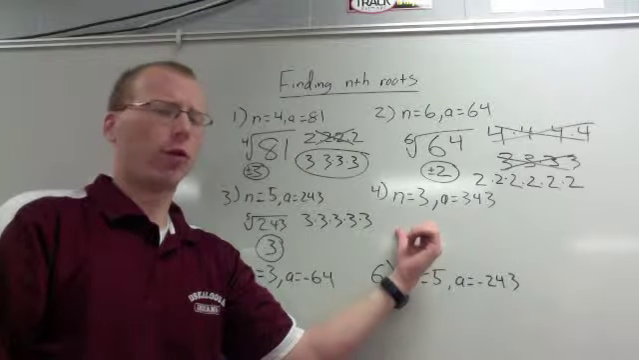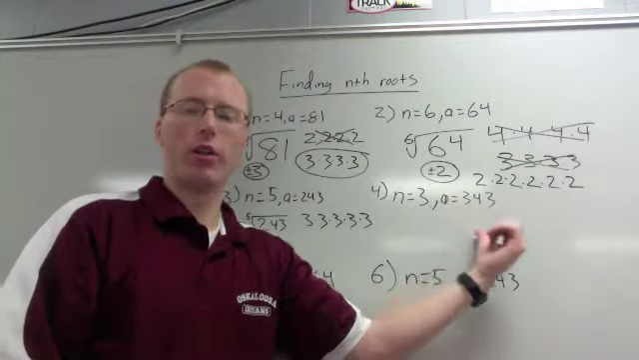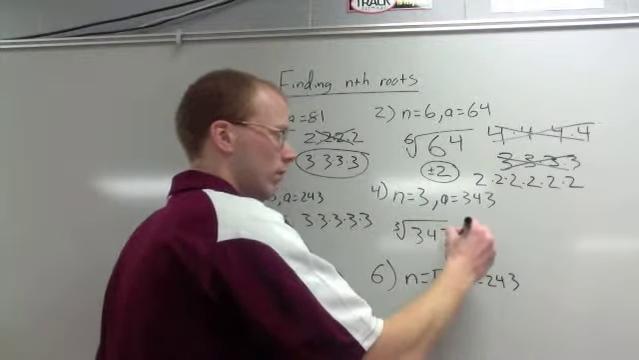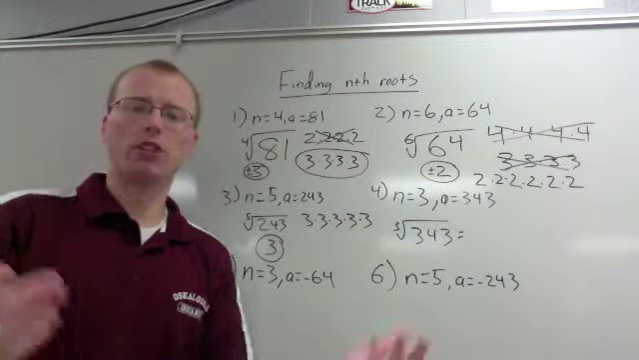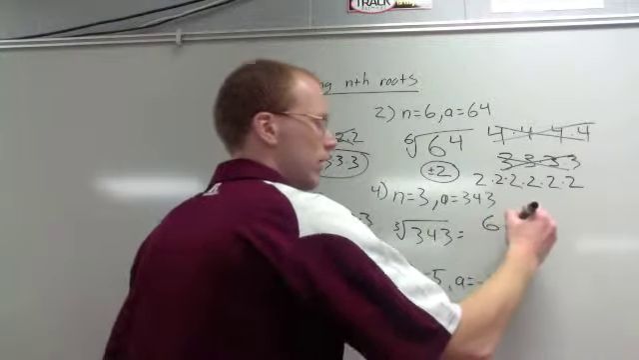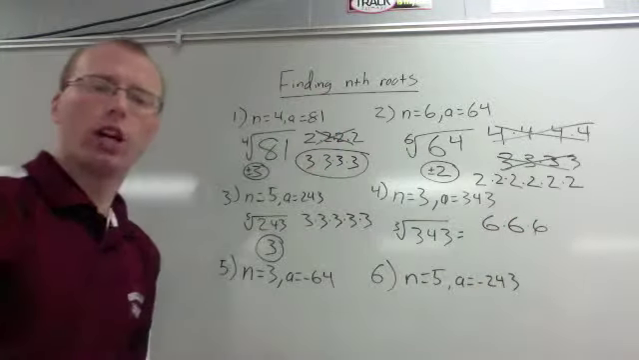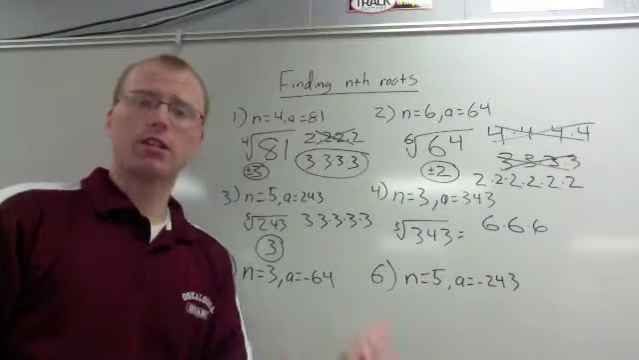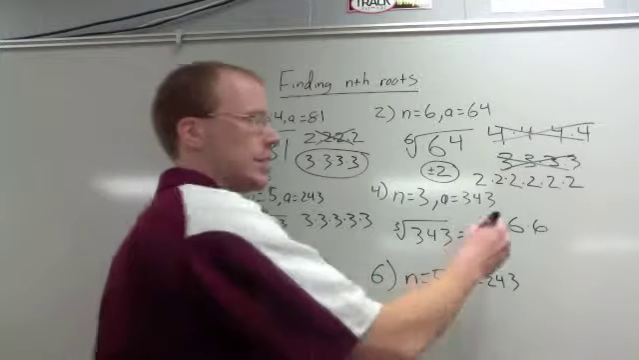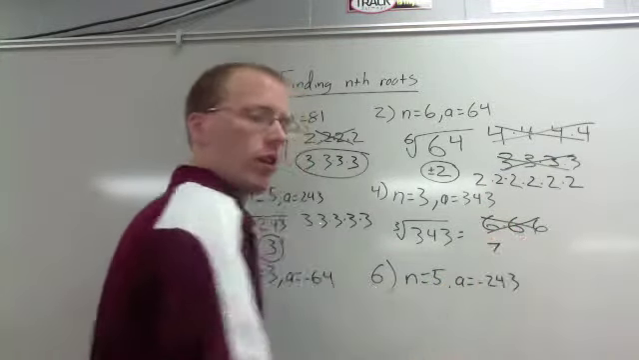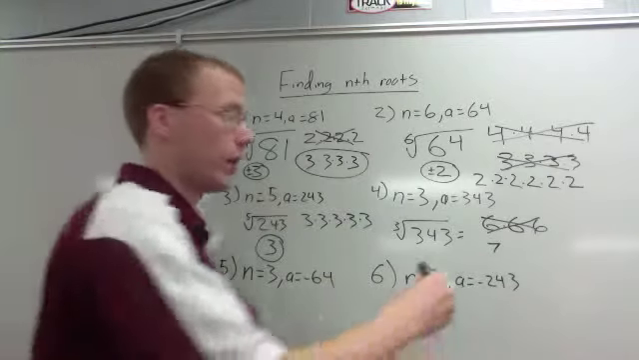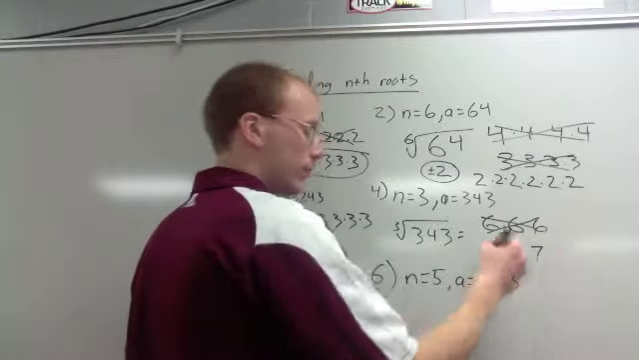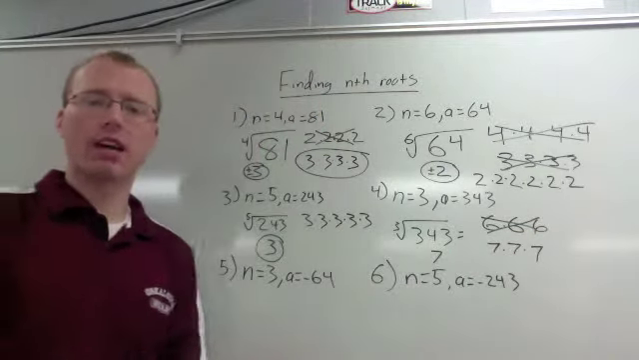Let's look at question 4. So we're trying to find the 3rd root of 343. Okay? Let's try a couple numbers. Let's start with 6. So we're trying to figure out what number times itself 3 times is 343. 6 times 6 is 36. Times 6 is 216. So that does not work. Let's go to 7. 7 times 7 is 49. 49 times 7, 343. So we know positive 7 works.